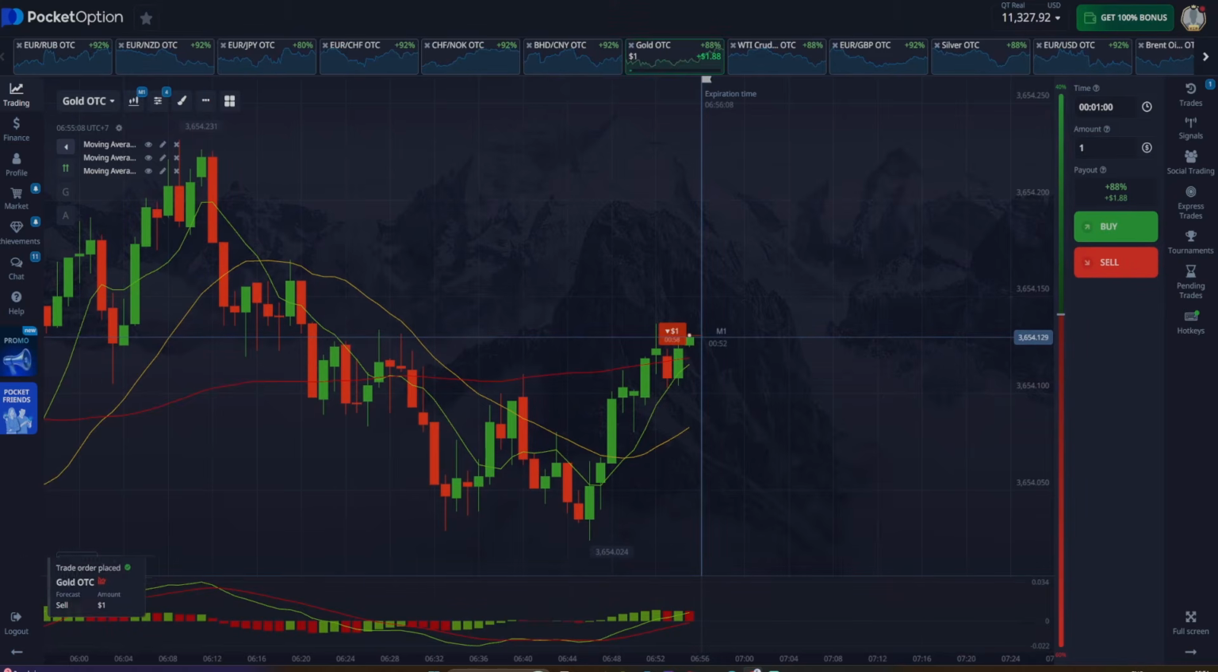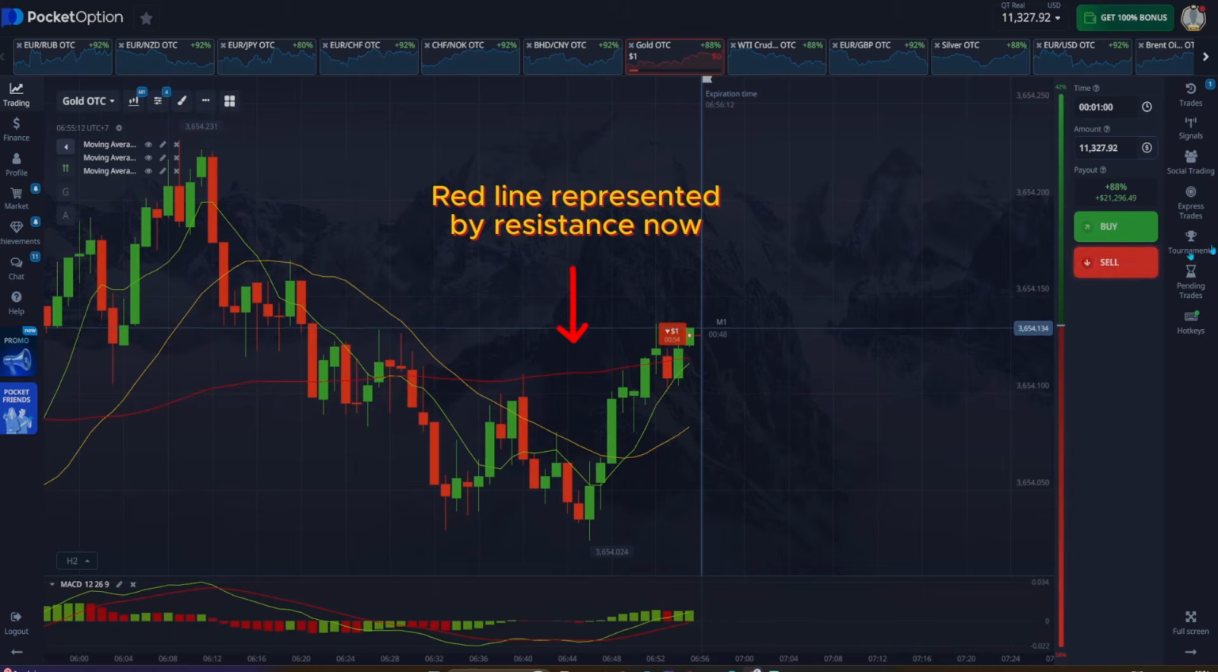Alright traders, I'm opening a sell position right now. The reason is that price has reached the red line we marked as the key resistance area. This level has been tested multiple times before and consistently held the price from moving higher. That means it's a very strong ceiling for the market.